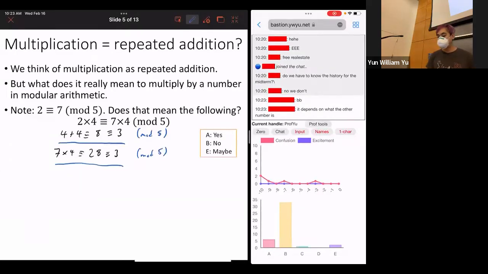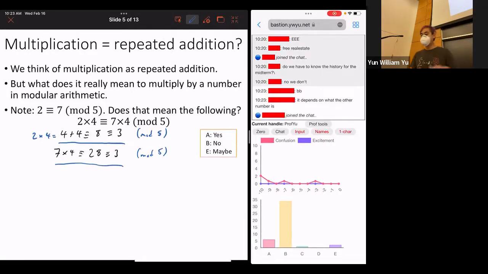Someone asked, it depends on what the other number is. But look here, I did actually do 2 times 4 and 7 times 4, and you do get the same answer. This seems a little bit odd, right? Part of this is the magic of modular arithmetic. In this modular arithmetic system, multiplying by 2 and multiplying by 7 in mod 5 arithmetic are actually the same thing, and that is something we do need to show.